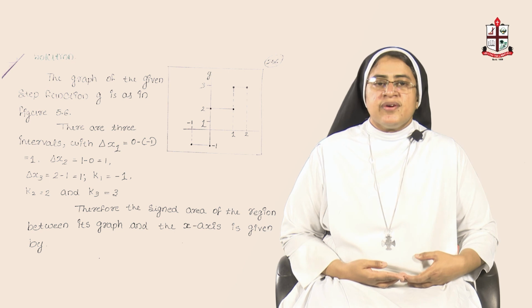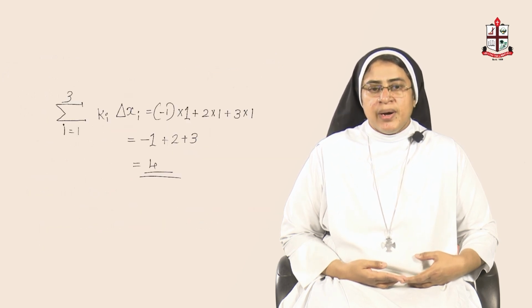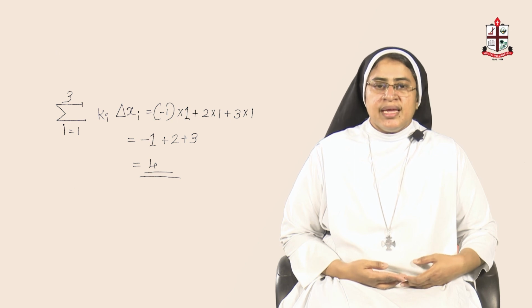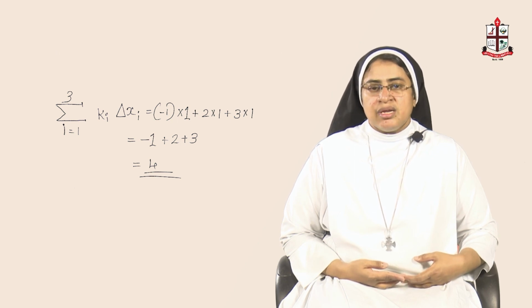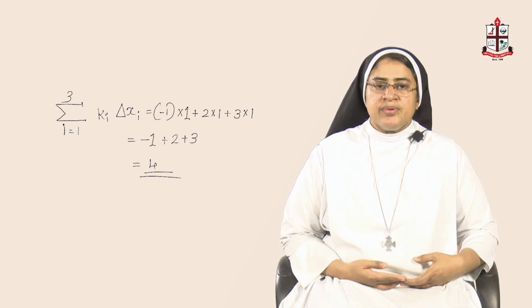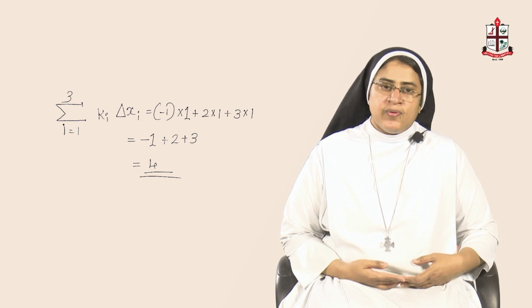Therefore, the signed area of the region between its graph and the x axis is given by the sum, i equals 1 to 3, of k_i delta x_i, which is equal to minus 1 into 1, plus 2 into 1, plus 3 into 1, which at last gives 5 minus 1 equals 4.